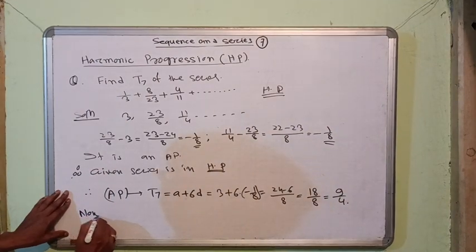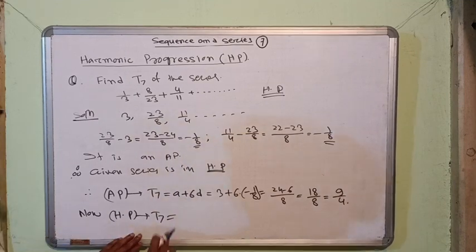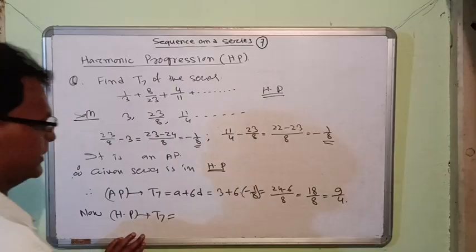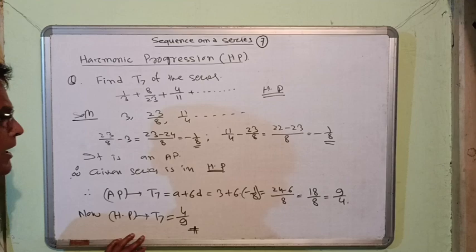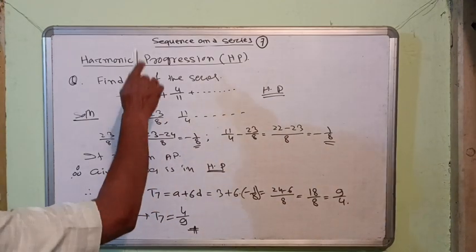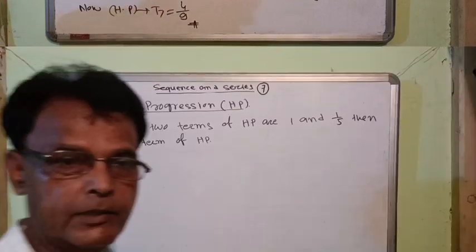Now HP. T7 is equal to what? Reciprocal of this number, then we get 4 by 9 is the correct result. That is the T7 of this series is equal to nothing but 4 by 9.